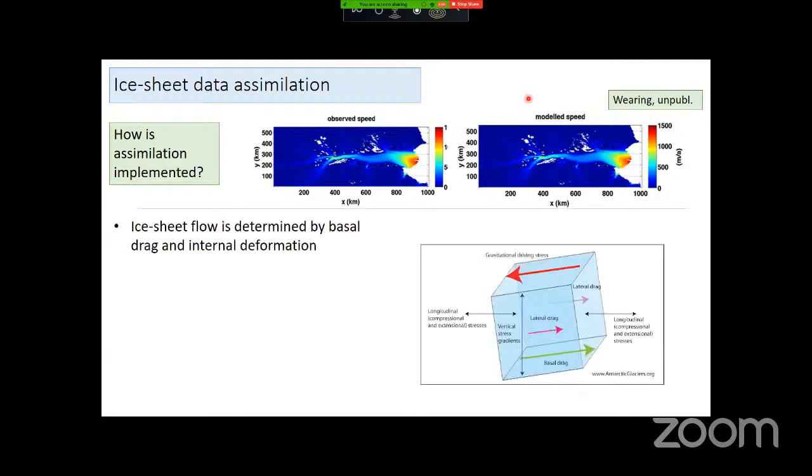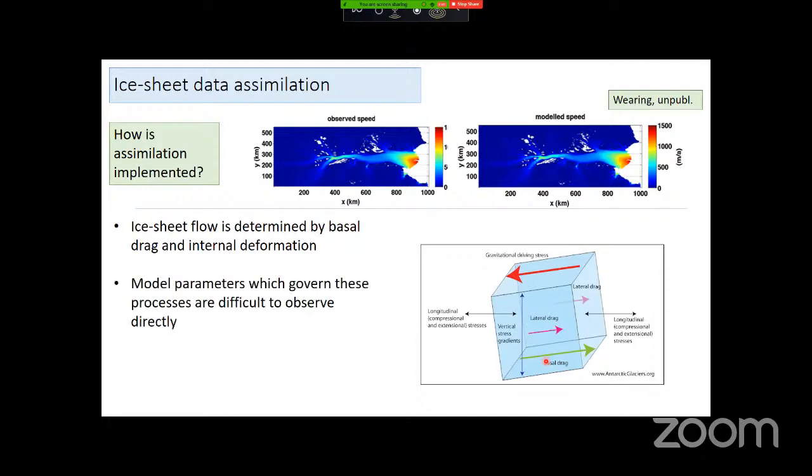So how do we actually do this? Well, ice sheet flow, this is just a little bit about the physics of what goes on within an ice sheet, or at least a fast-moving ice sheet. Ice sheet flow is determined by the drag, the shear stress that's being imposed due to interactions with the bed at the bottom, and internal deformation.